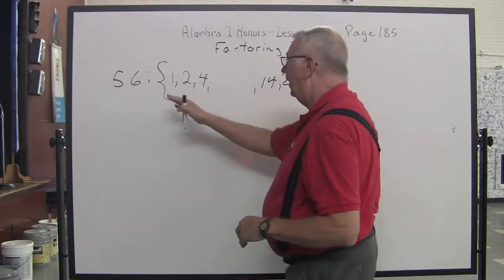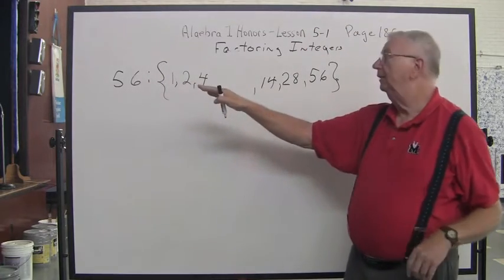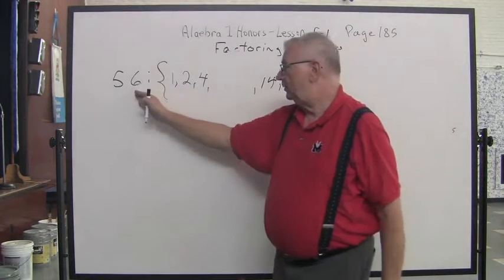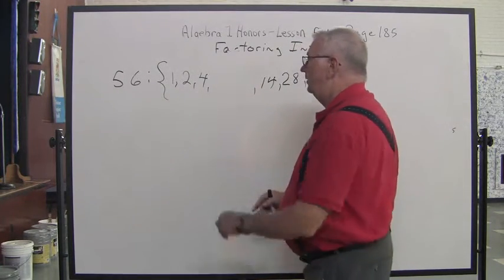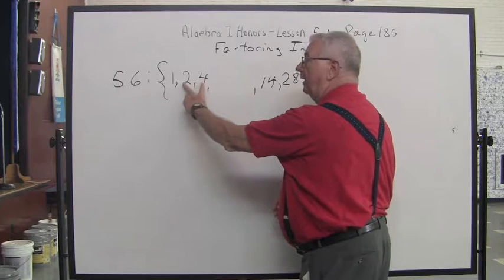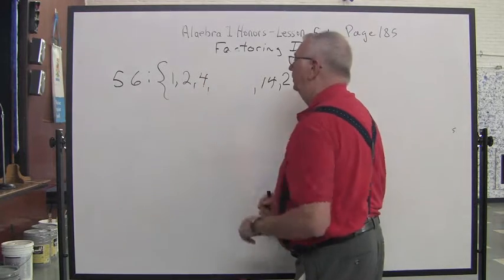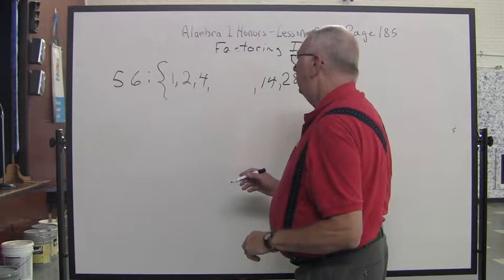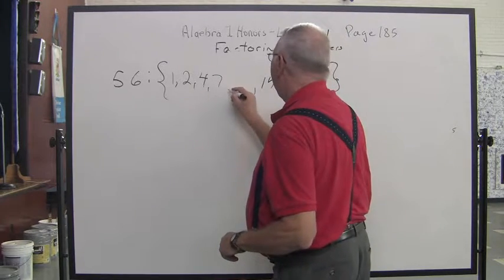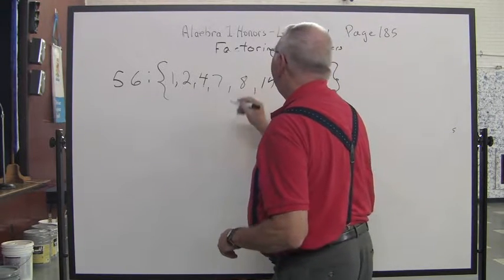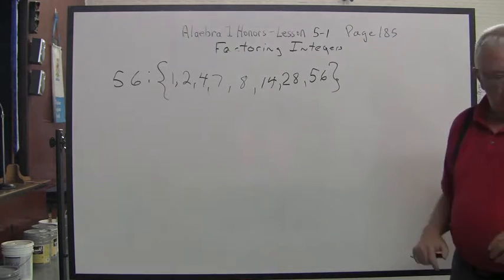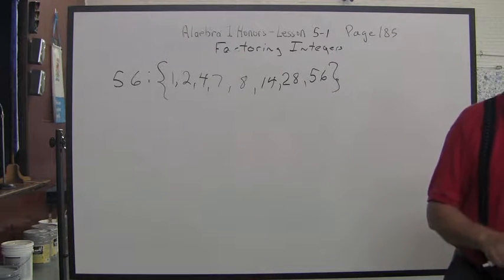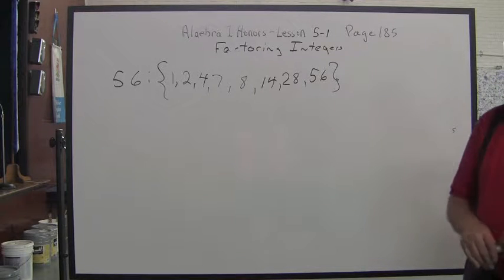All right, 5, we can't use 5 because the last number here is not a 5 or a 0. 6 isn't going to work either. If it was, you would previously have 2 and 3 here. So we go to 7, and 7 times 8 is 56. Now I've listed all the positive factors of 56.